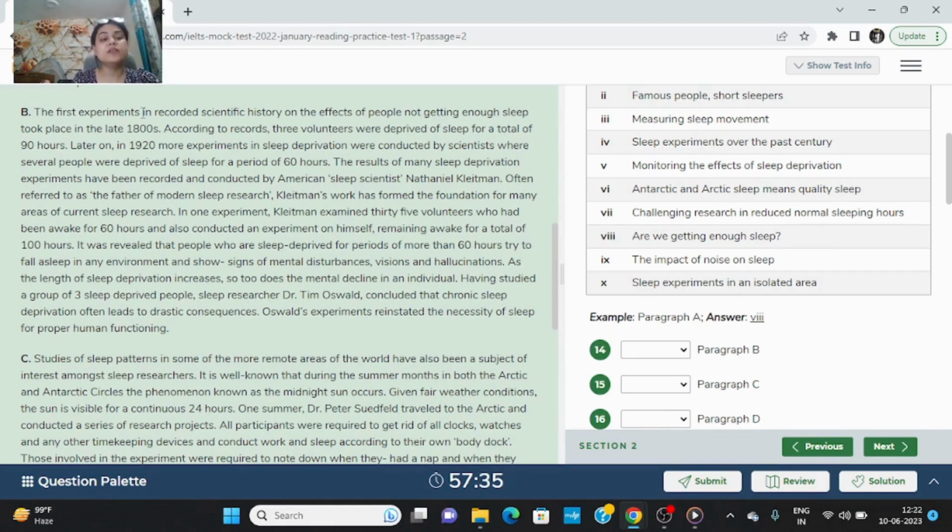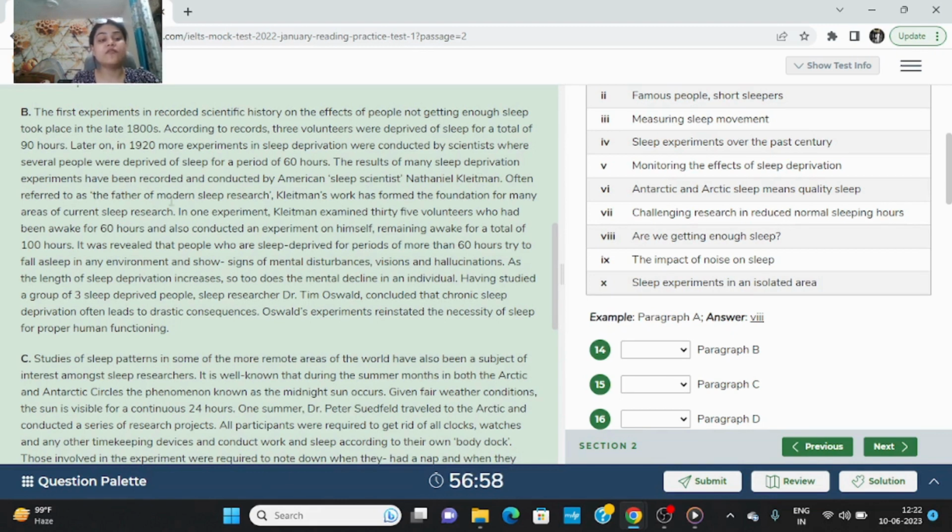The first experiments in recorded scientific history on the effects of people not getting enough sleep took place in the late 1800s. According to records, three volunteers were deprived of sleep for a total of 90 hours. Later on, in 1920, more experiments in sleep deprivation were conducted by scientists, where several people were deprived of sleep for a period of 60 hours. The results of many sleep deprivation experiments have been recorded and conducted by American sleep scientist Nathaniel Liebman.